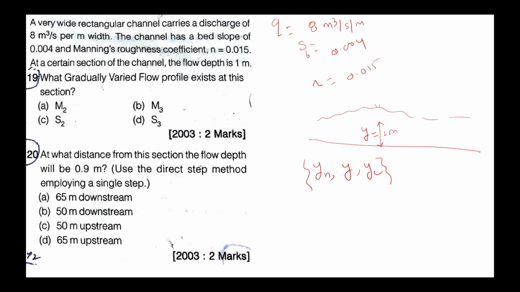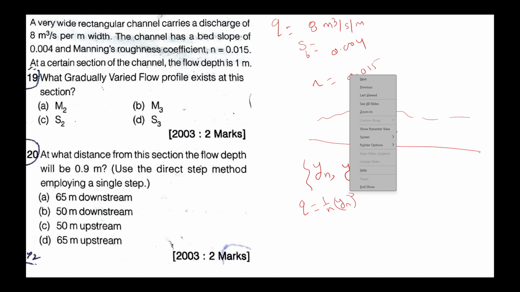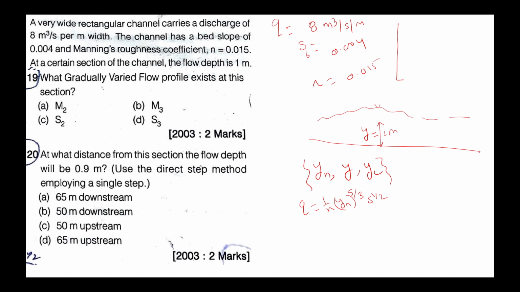So now moving ahead, how will you calculate your normal depth? Discharge is equal to, for a rectangular channel, 1 by n, yn to the power 5 by 3, and s to the power 1 by 2. So how does it come to 5 by 3? Let me very quickly cover it here.